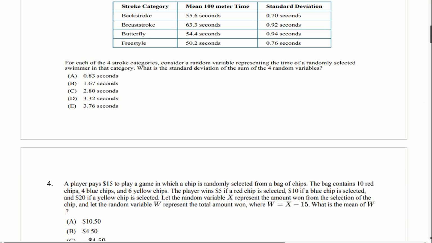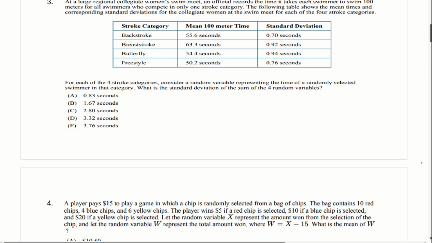Okay, so we have the stroke categories, the mean times, and then the standard deviations. All right, so we can call this, for example, mu1, mu2, mu3, mu4, and then sigma 1, sigma 2, sigma 3, sigma 4, okay? For each of the 4 stroke categories, consider a random variable representing the time of a randomly selected swimmer in that category. What is the standard deviation of the sum of the 4 random variables? So we want the sum of the 4 random variables. Let's call that sigma t, okay?